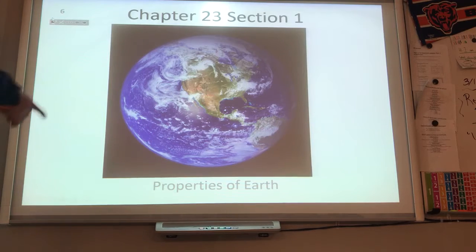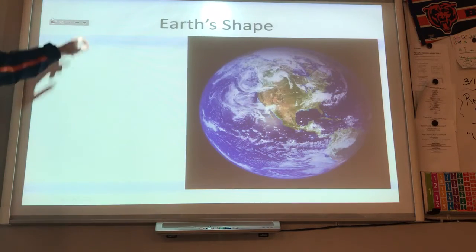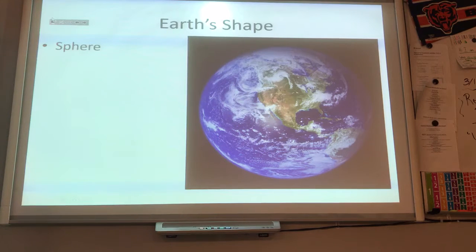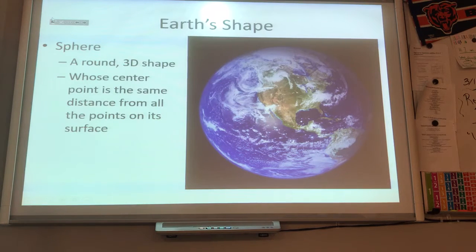All right, properties of Earth. This is chapter 23, lesson 1. So Earth's shape. It is a sphere, fancy name for a ball. A round 3D shape, whose center point is the same distance from all the points on its surface.